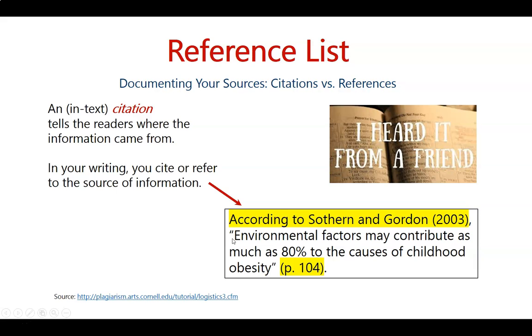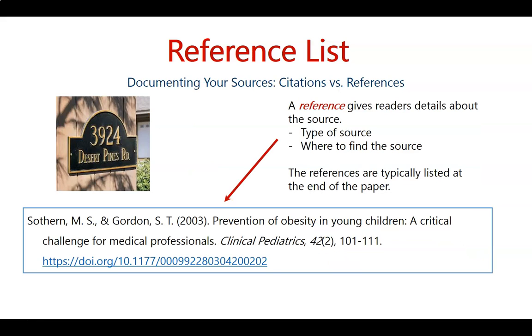In this case, this is a direct quote. I can tell that by the quotation marks, and a direct quote is always followed by a page number, so that if somebody wanted to go back and look at that quote and see the quote in context in the original writing, they would know exactly where to go to. Let's see how that relates back to a reference.